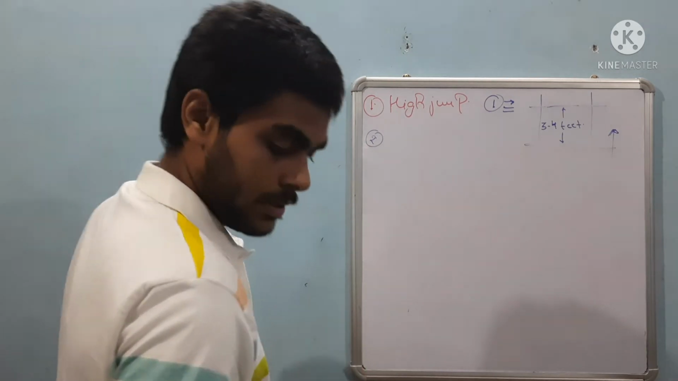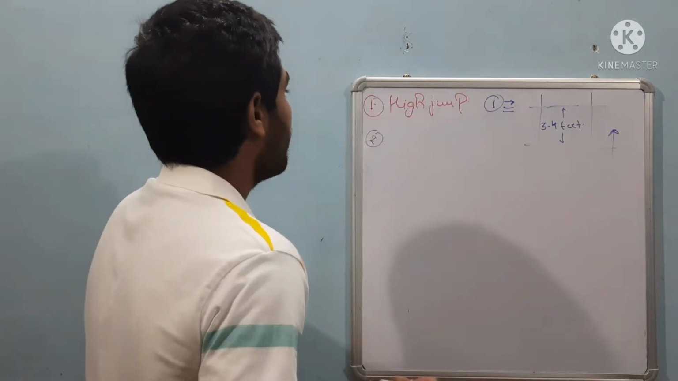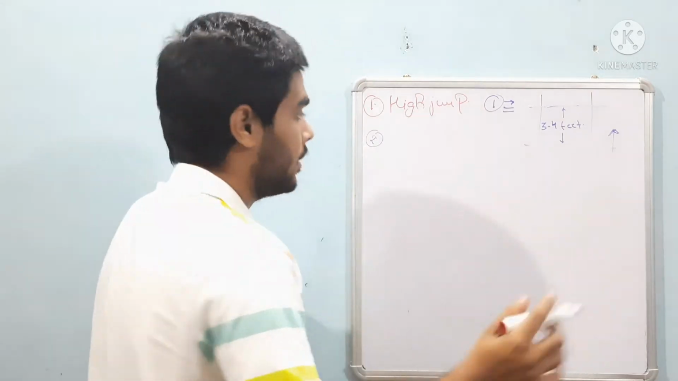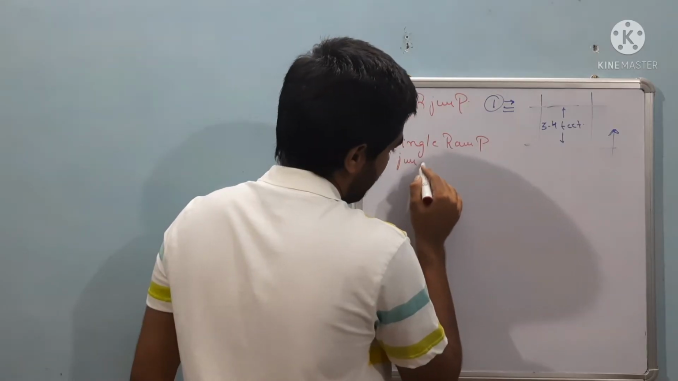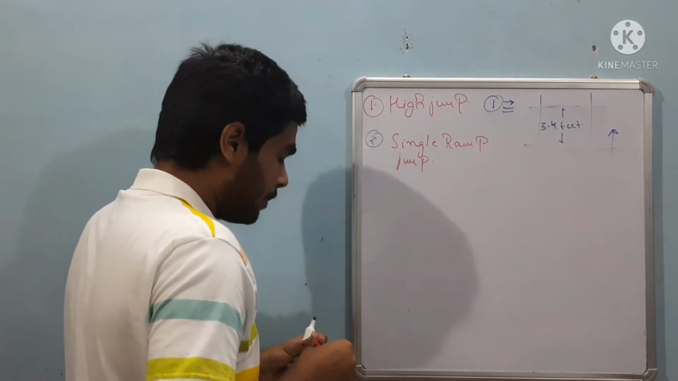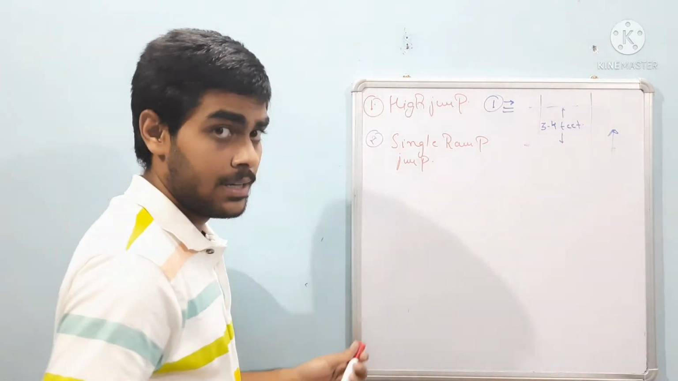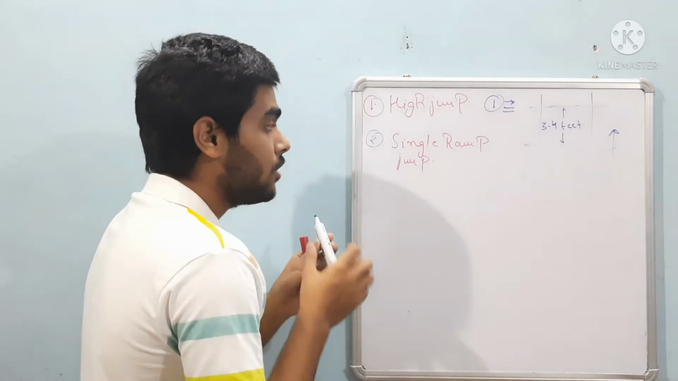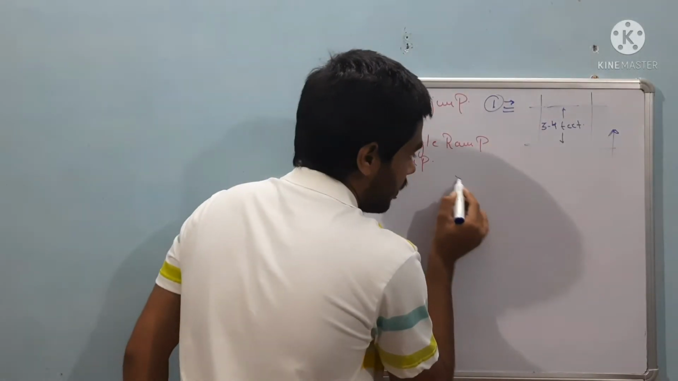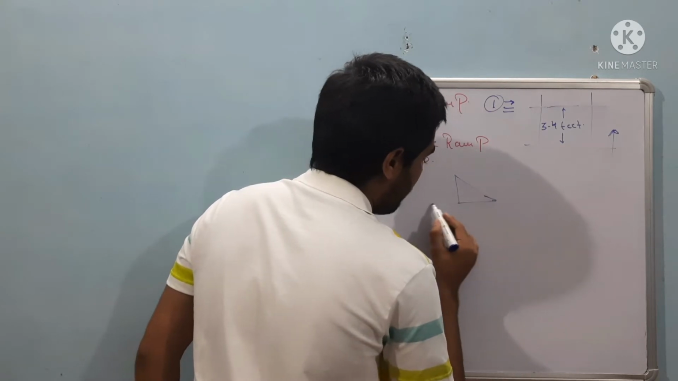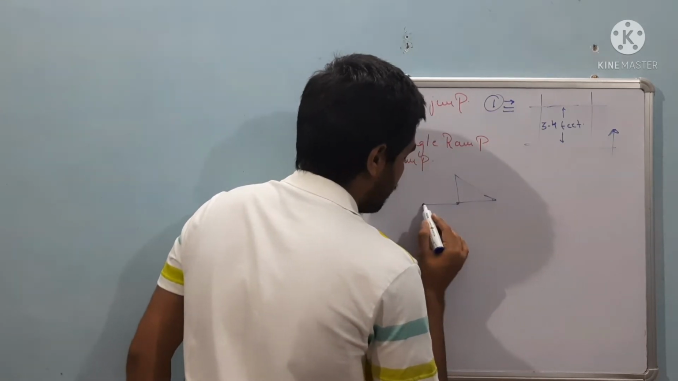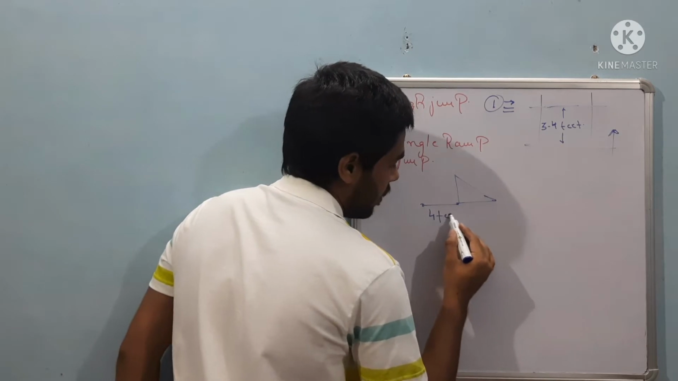Number two is single ramp jump. In the single ramp jump, as the name suggests, there will be a ramp and you have to jump over that ramp. This is a ramp, means this is a slope and this is the ground. This distance is 4 feet.